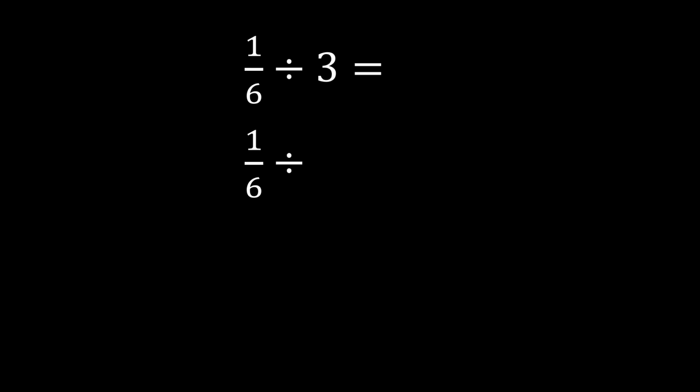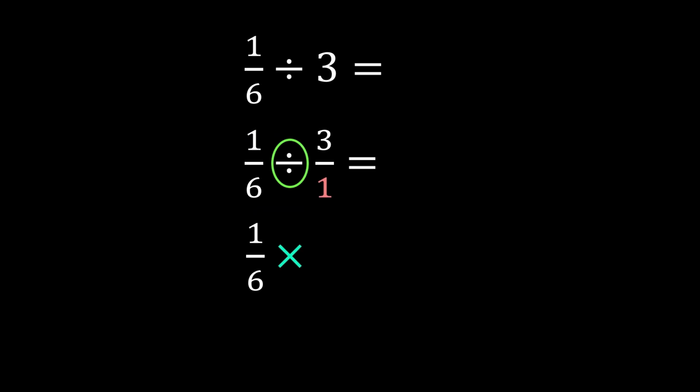The first thing we need to do is turn the whole number into a fraction, and we do that by putting it over 1. Now we're set up to begin our division. When dividing fractions, we want to keep the first number the same. No matter what it is, it stays the same. So 1/6 will remain 1/6.